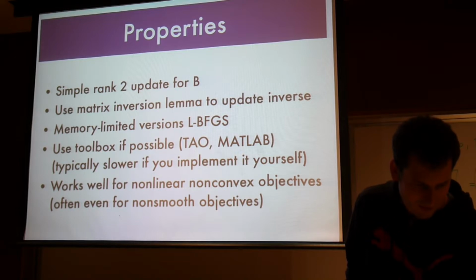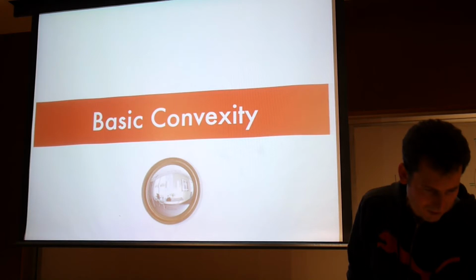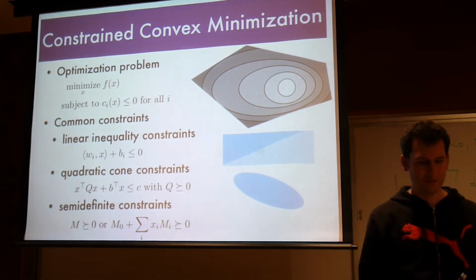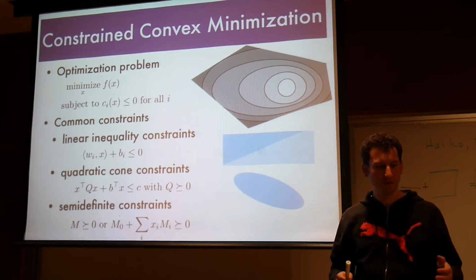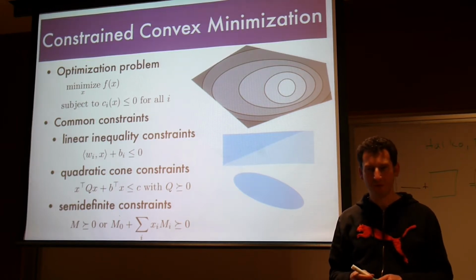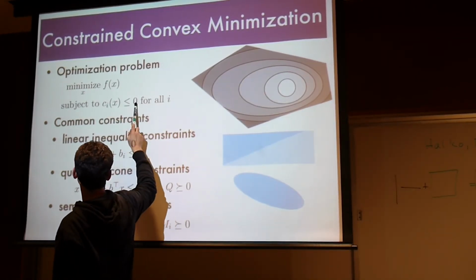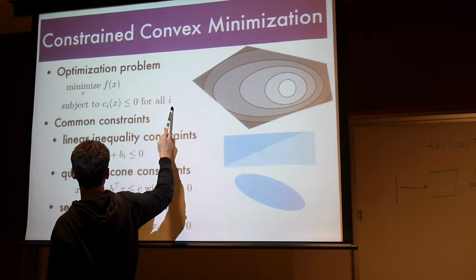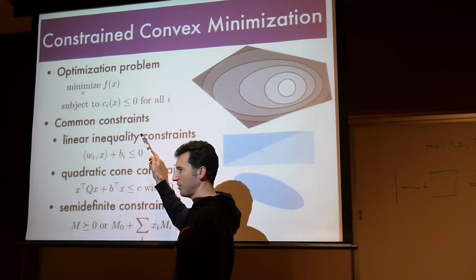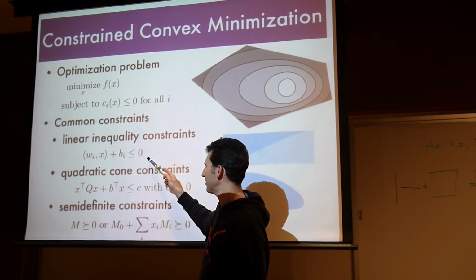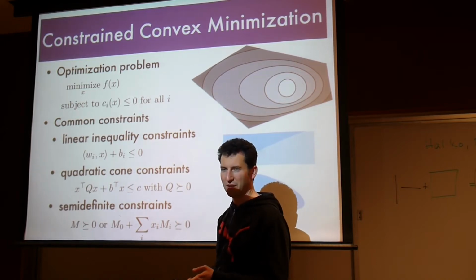So now let's have a look at some constrained convex problems. Now this is a general convex constrained optimization problem. I want to minimize some function f of x under the constraint that c_i of x is less than or equal to 0 for all i. And so these are some common constraints, and each of those has spawned an entire industry of applications, optimization algorithms, codes that go with it, and proofs.